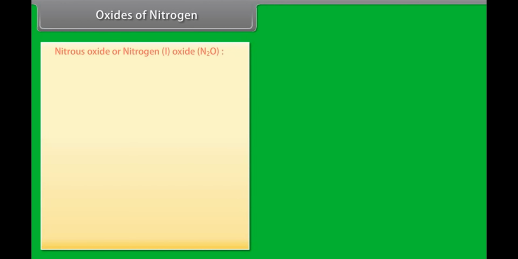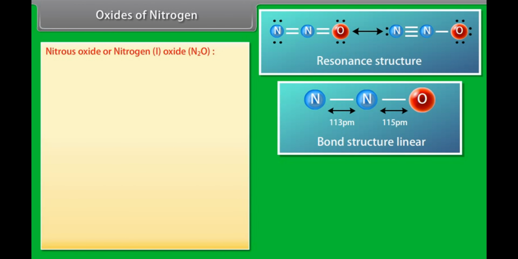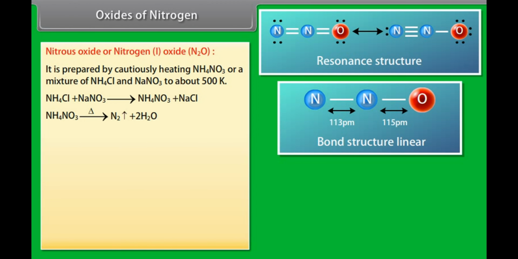Oxides of nitrogen. Nitrogen forms a number of oxides in different oxidation states. Nitrous oxide or nitrogen(I) oxide is prepared by cautiously heating NH4NO3 or a mixture of NH4Cl and NaNO3 to about 500 Kelvin.